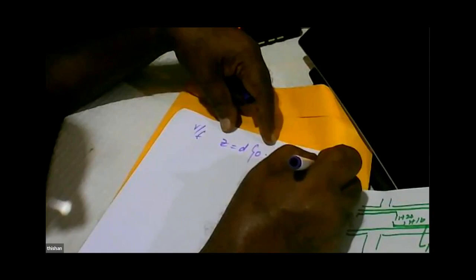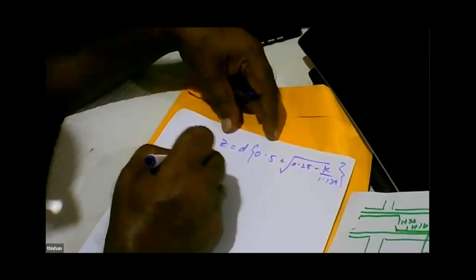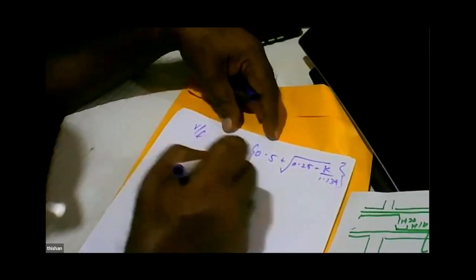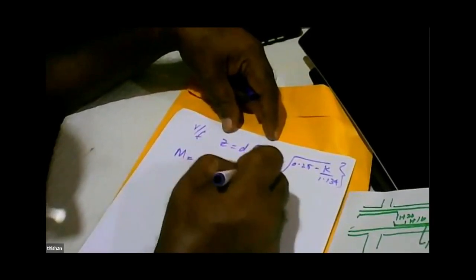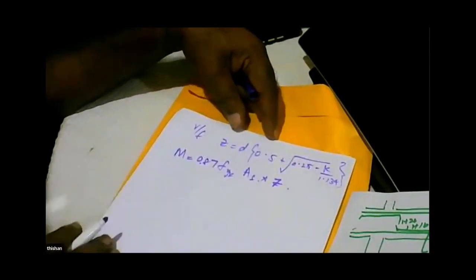They find Z is equal to D(0.5 + 0.25 - K/1.134). They do all these calculations. M is equal to 0.87 F by K A S multiplied by Z. So a lot of calculations, I know.